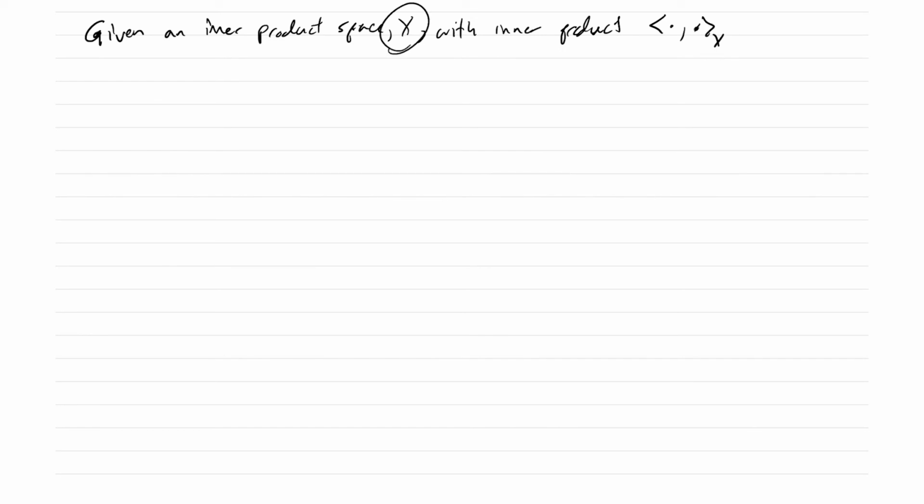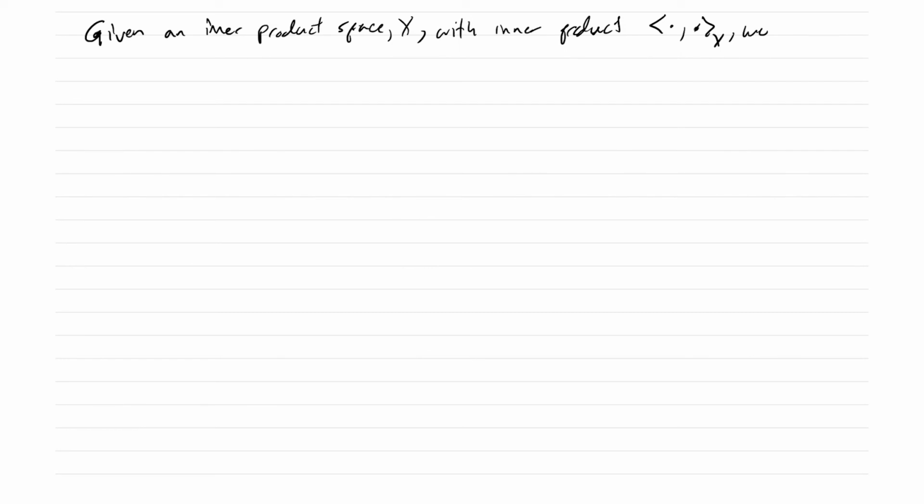Basically, given an inner product space X with inner product angle bracket X. Sometimes I'll put the X on the bottom here just to make sure, if there's more than one Hilbert space floating around. But if there isn't, then I'll just leave the subscript off.